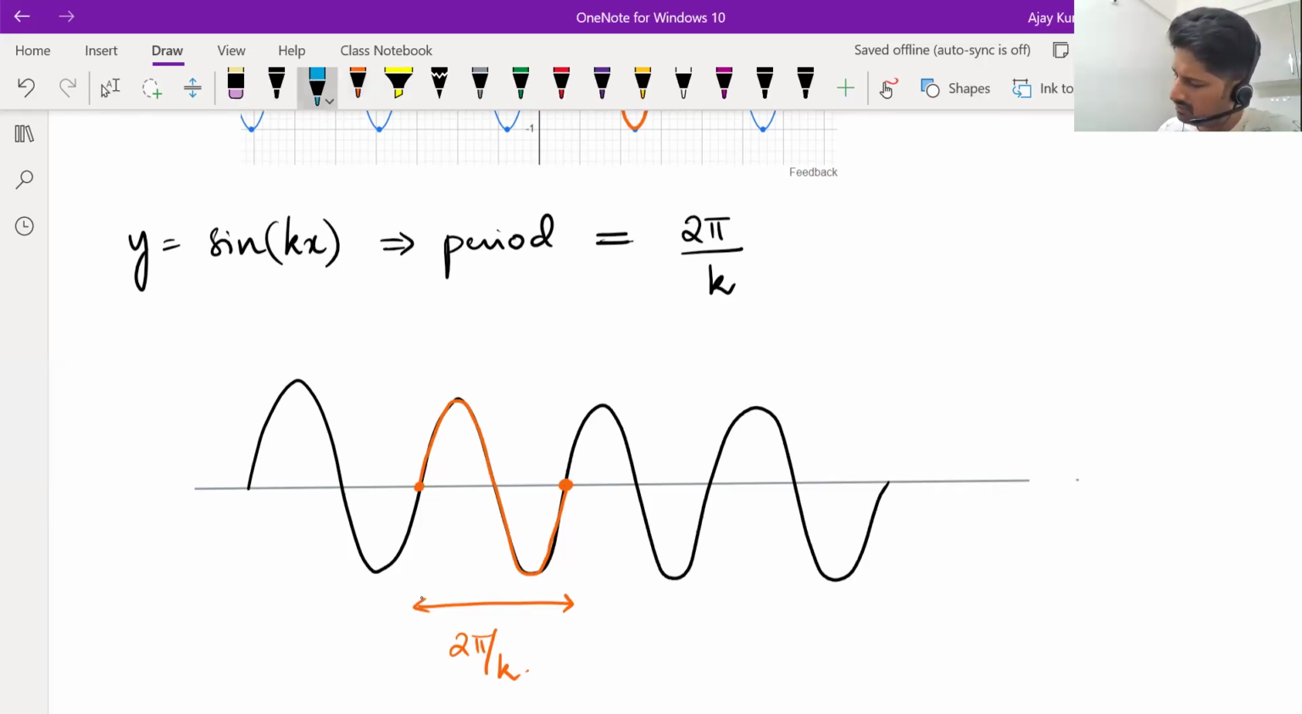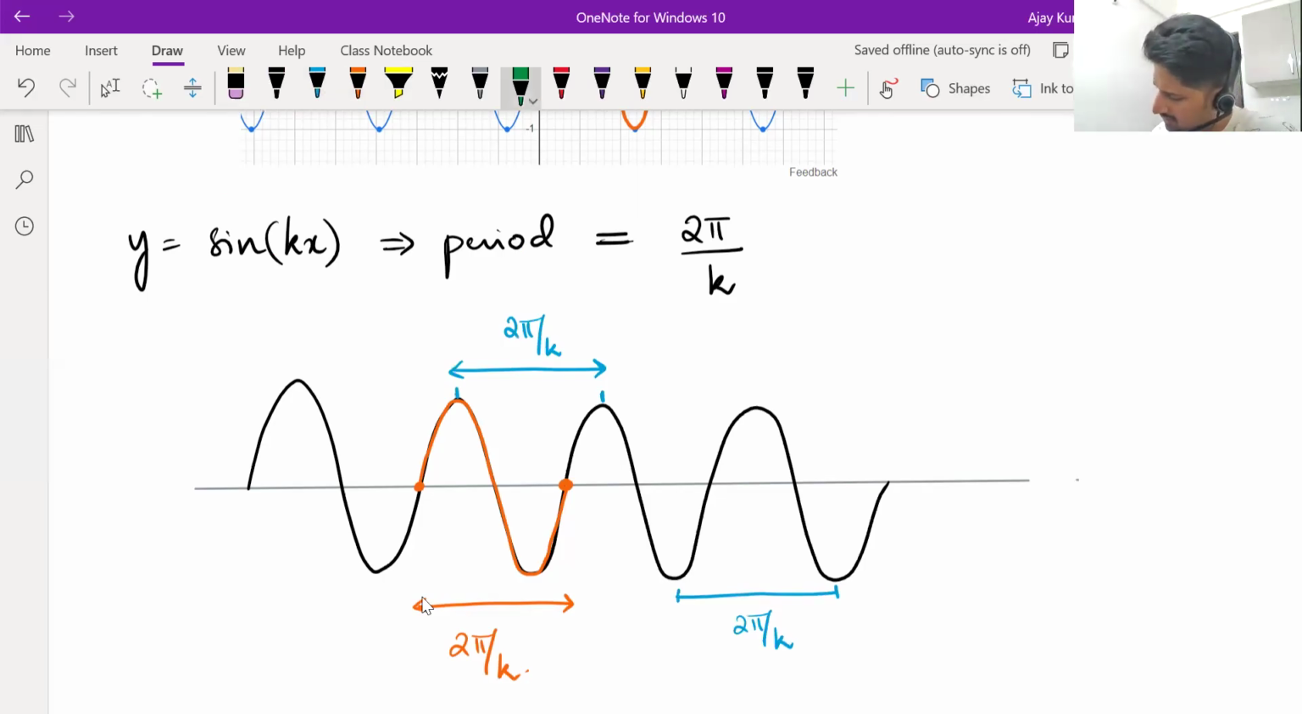It is also the distance between two successive crests. This will also be 2 pi by k only. It is also the distance between two successive troughs. From here to here also it will be 2 pi by k itself, because you can think of that also as a repeating unit. For example, this crest to this crest. You can say that is one pulse and it repeats.